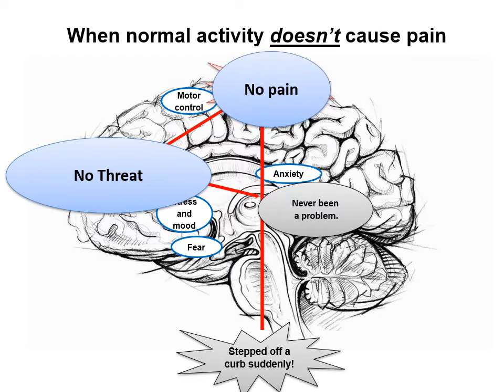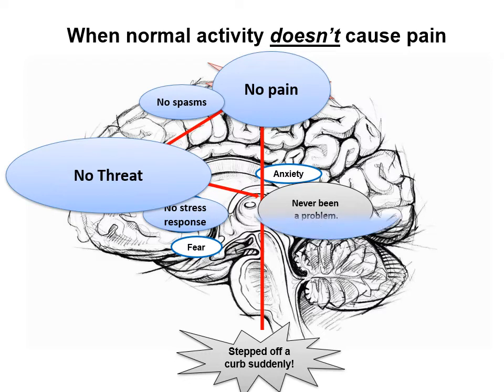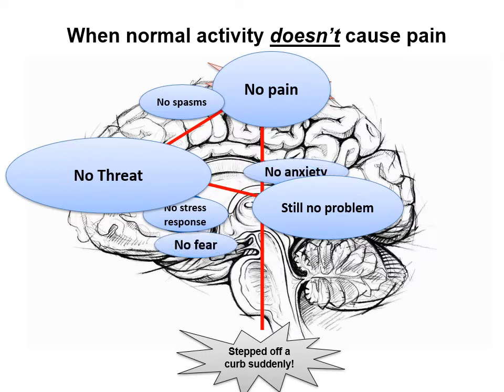The right lower back, hip, knee, and foot neurons in the sensory cortex do not produce pain. The motor cortex does not produce muscle spasms to guard and protect. There is no stress, inflammatory, fight or flight, or mood response created. The memory that there is no problem with these areas of the body or stepping off a curb is reinforced in the hippocampus. And this person will not experience fear, anxiety, or apprehension about stepping off a curb in the future.